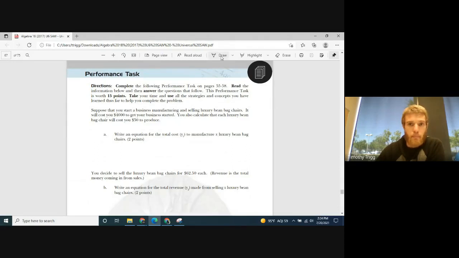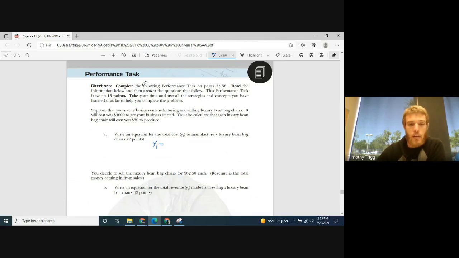It says, suppose that you start a business manufacturing and selling luxury beanbag chairs. It will cost you $4,000 to get your business started. You also calculate that each luxury beanbag chair will cost you $50 to produce. Write an equation for the total cost, y sub 1, to manufacture x luxury beanbag chairs. So our equation is going to be y sub 1 equals.